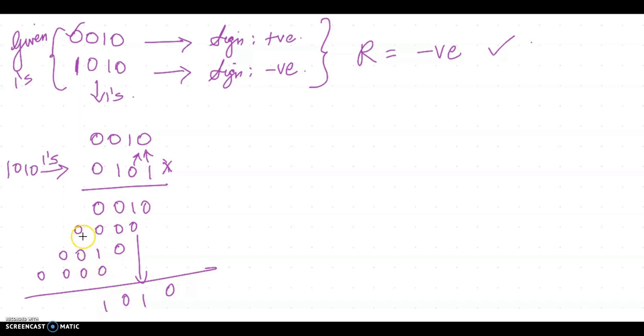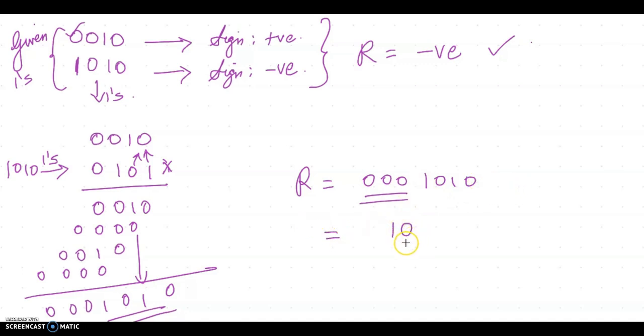Here I have just a single one, 0, 0, 0. What is my result? My result is 0, 0, 0, 1, 0, 1, 0. The zeros on the left hand side do not add any value to the number, only the ones add value to the number. And if you check the value of this number, you will get 10. I already know that the result is negative as we have observed here. Therefore, I add the negative sign here. That is why my result is minus 10.